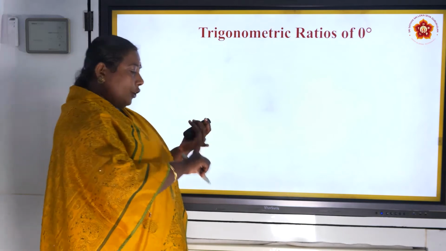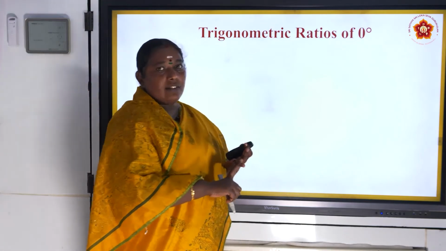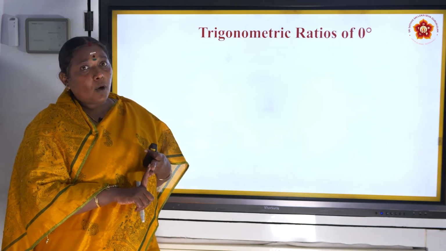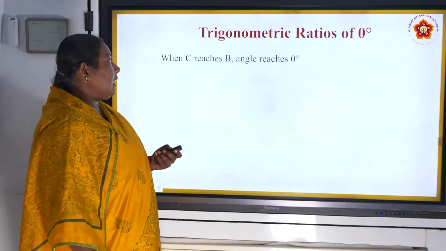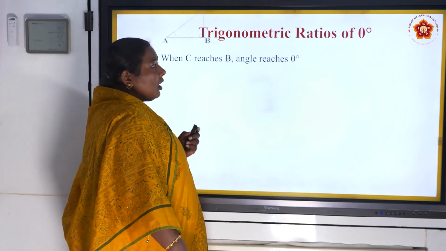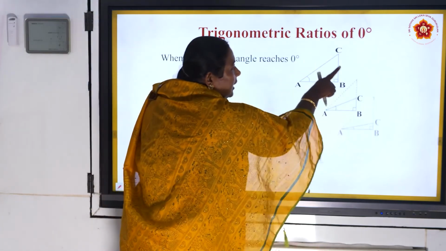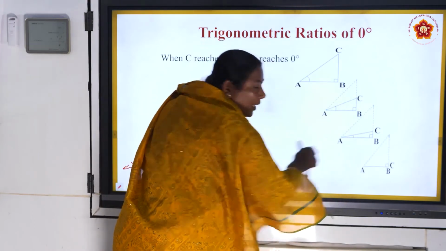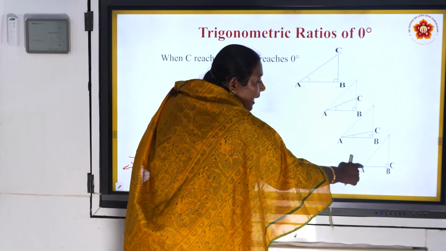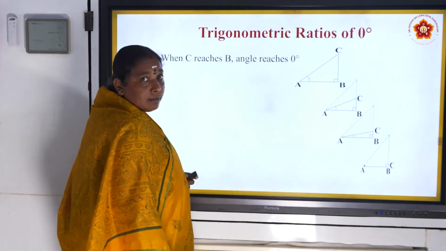We have seen 45, we have seen 60, we have seen 30. Then the next is the starting point, 0. Let us see that. When C reaches B. How? When C reaches B, what happens? Angle A becomes 0.